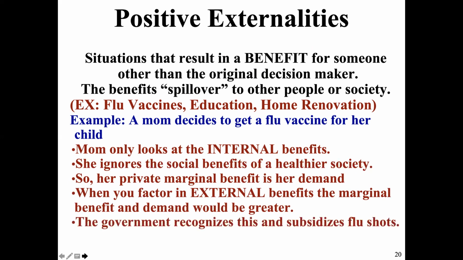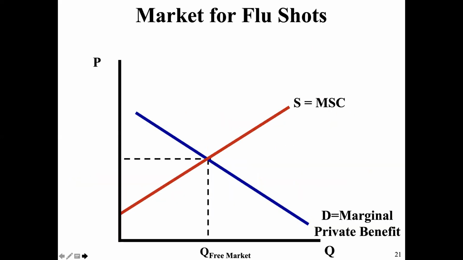So what could we do? Well, we could have the government recognize this positive externality, and we could have the government subsidize in order to increase the quantity and get it out to the socially optimum quantity. So what does this actually look like?